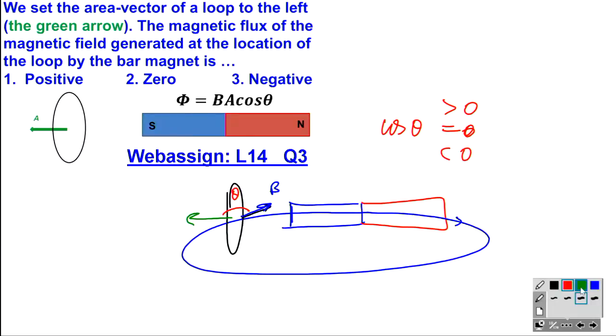It is negative. You can pick any number greater than 90. Definitely the angle is greater than 90 degrees. Calculate cosine of 180, 170, 160, and that will give the flux to be negative.